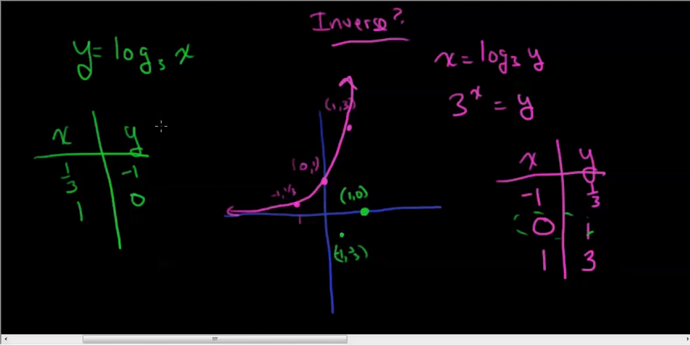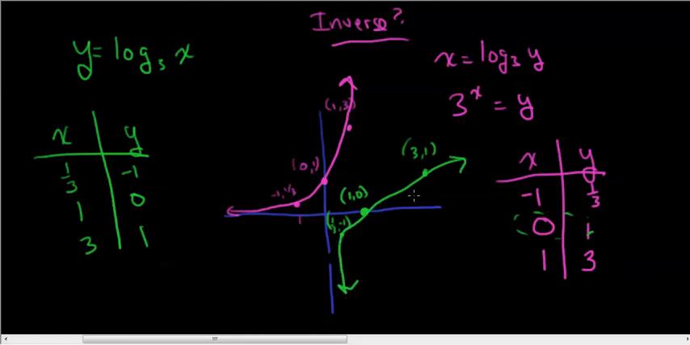I'm sorry, this is the point 1/3, -1. And then my last point that I'm going to plot is when x equals 3, y equals 1. So 1, 2, 3, y equals 1, the point 3, 1. So this one, the logarithm, is going to look like this.